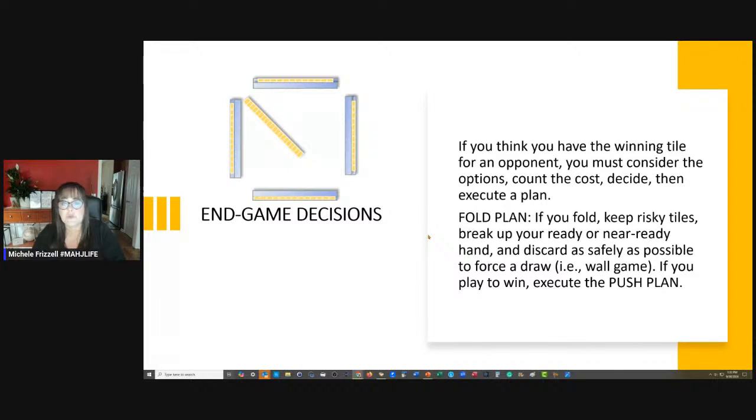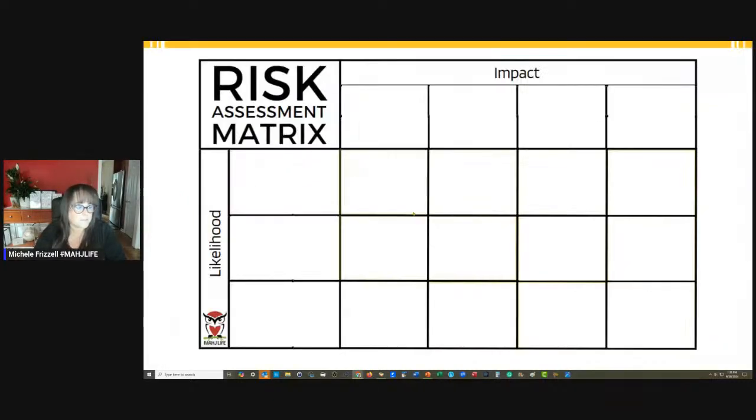If you play to win, you're going to execute a push plan. So pushing to win would be, even if you draw a risky tile, you're just going to play to win. But you've got to think about the risk of that tile, because it could end the game and you could pay big. You could have a big penalty. So I just want to talk about that with this visual.